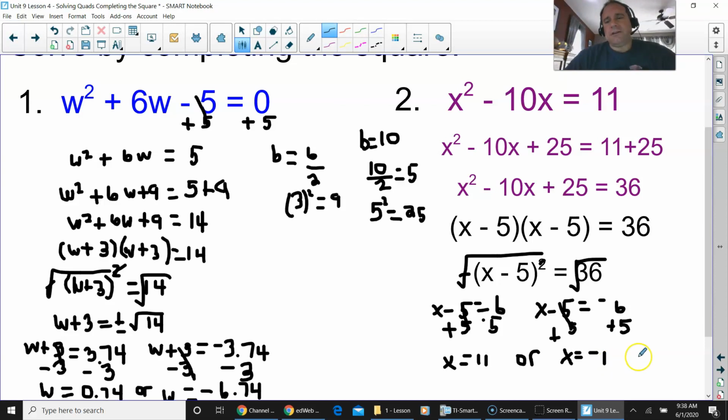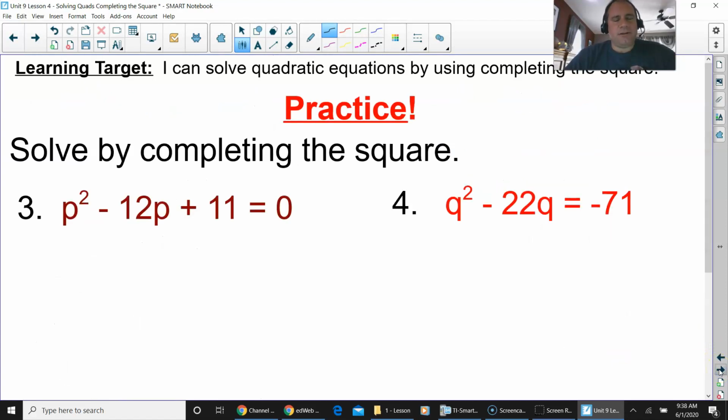Go ahead, see if you could do number 3 on your own, and we'll come back with the answer. Remember, this 11 has to be moved over to that right-hand side, so probably the first thing that you should possibly do is subtract 11 on both sides.